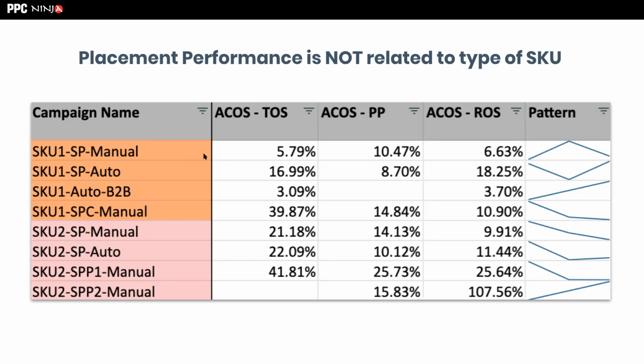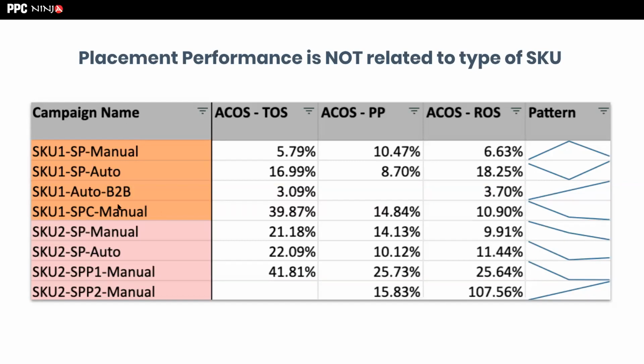So it's the same product, right? I would have thought it'll always do better at top of search. But that's not the case, because this auto campaign for that same product is giving me a 16% ACOS at top of search, but a better ACOS at product pages, right? So that's surprising, because it's not to do with the type of SKU. It is to do with the type of campaign.